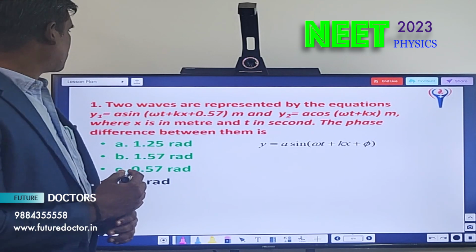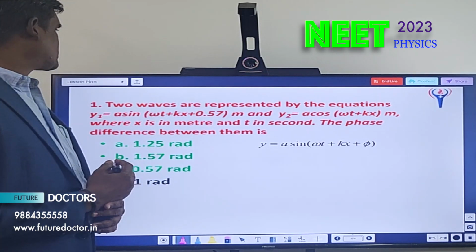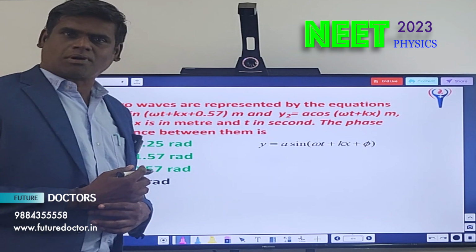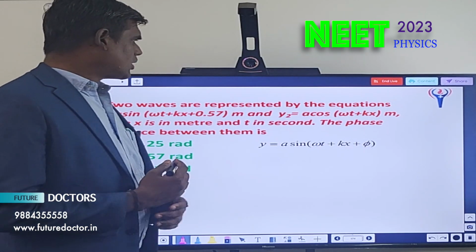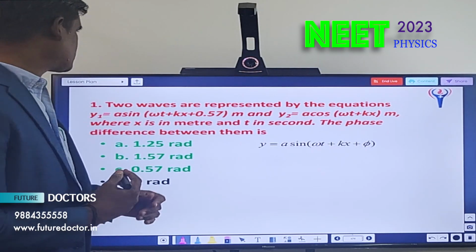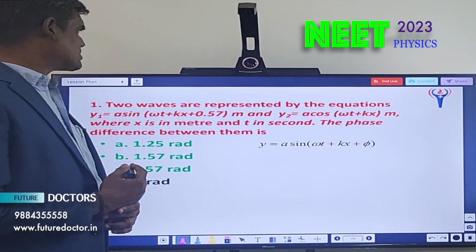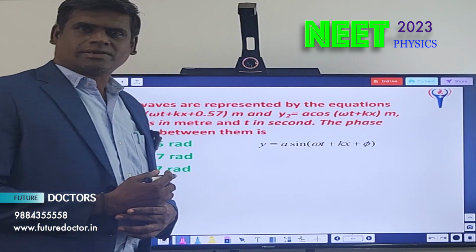Two waves are represented by the equations y1 equal to a sin(omega t plus kx plus 0.57) meter and y2 equal to a cos(omega t plus kx) meter. x is in meter, t is in second. The phase difference between them is dash.